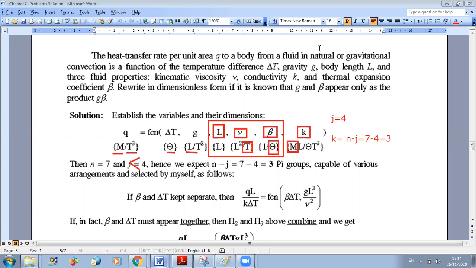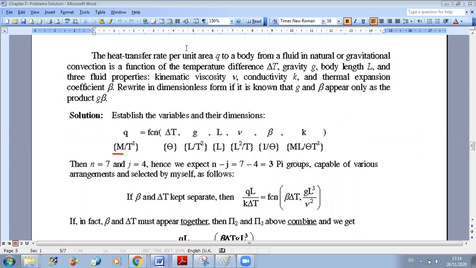Okay, I will repeat. First I said why I made this choice. Because look, K, if I combine it with any of these, can never form a group because we cannot cancel M, because K is the only one containing M. So for K, I am fine. Now I should make sure that the remaining 3, L, mu, and beta, can never form a group together. Why can they not form a group together?